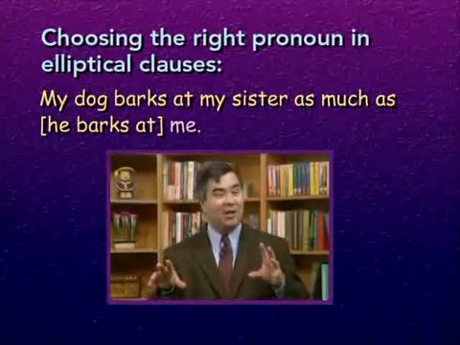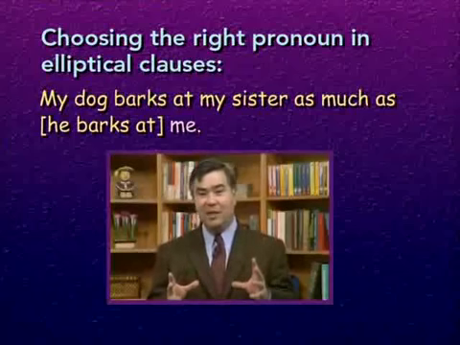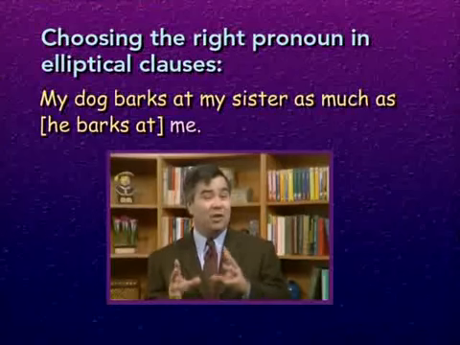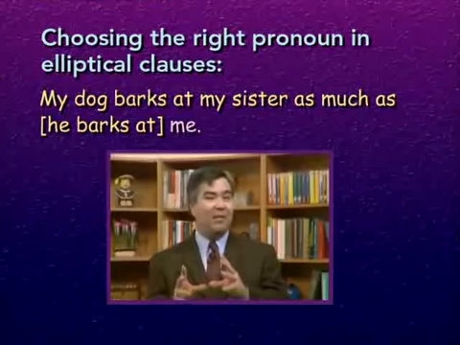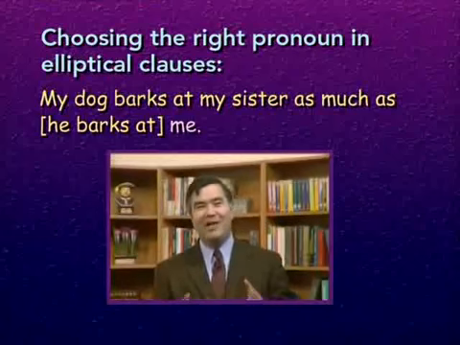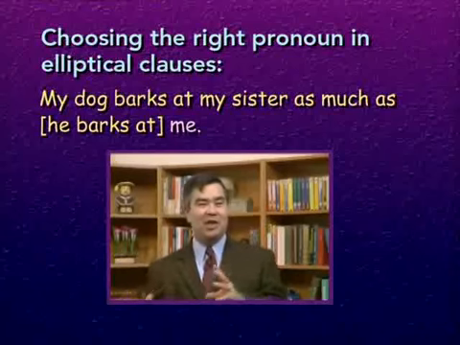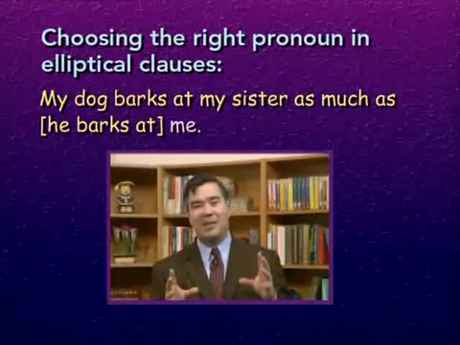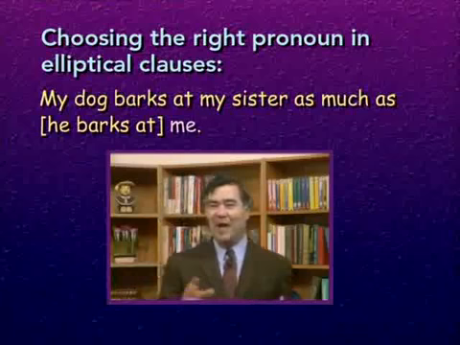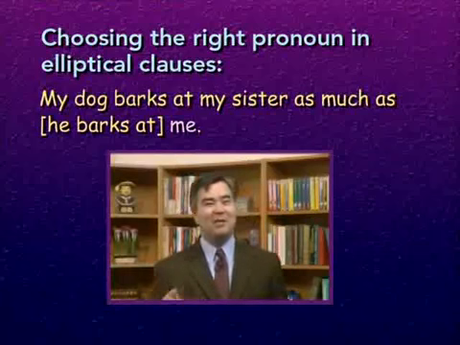Assuming that that's the correct meaning, which seems logical in the context of what we know about dogs and human beings, then the correct pronoun should be me, because you use the objective case pronoun based on the fact that once the omitted words have been stuck back in, we see that the pronoun is the object of the verb barks. So once the omitted words are stuck back in, the sentence would read, my dog barks at my sister as much as he barks at me. Therefore, once we omit the words again and turn it back into an elliptical clause, me should be used. My dog barks at my sister as much as me.